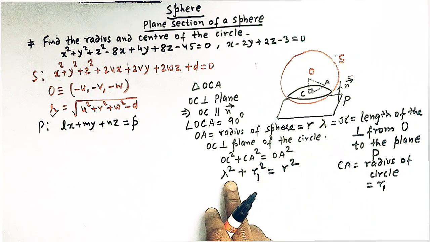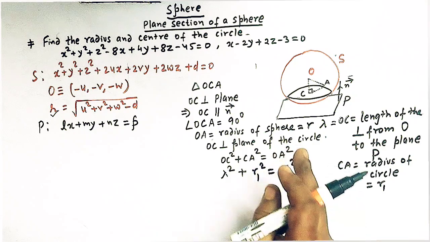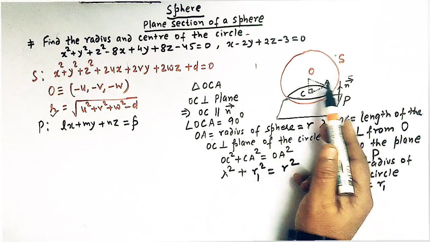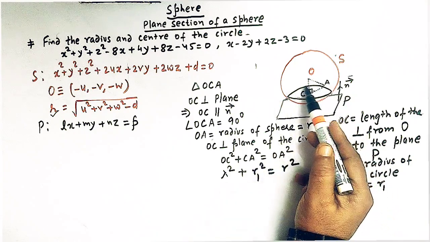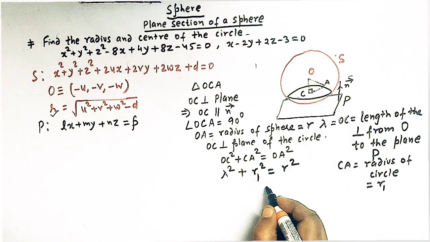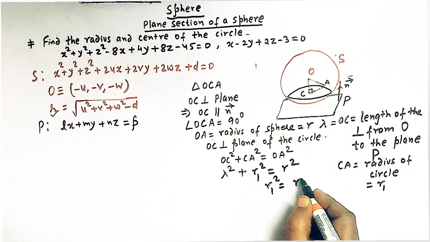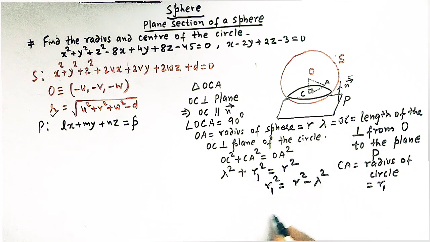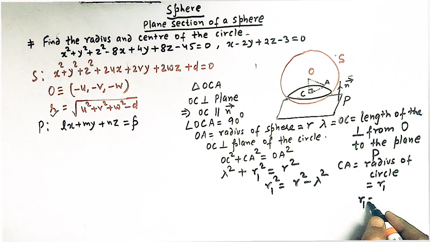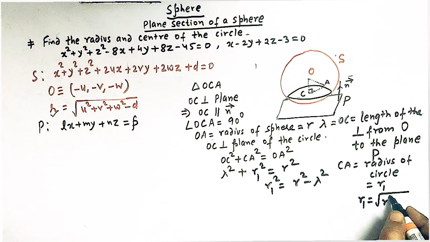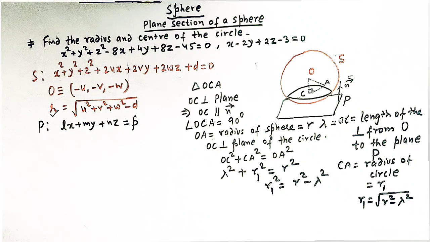So from this equation we can easily find the radius of the circle, that is, R1 square is equal to R square minus lambda square. So R1 is equal to the square root of R square minus lambda square.